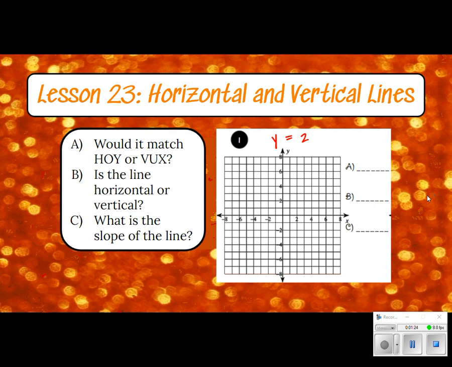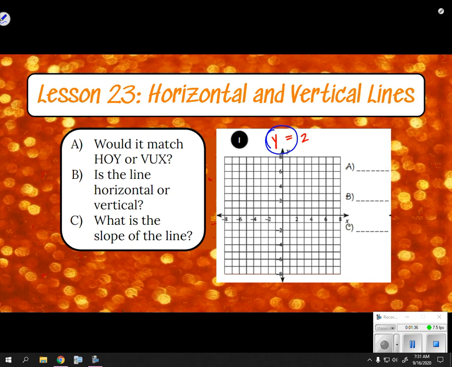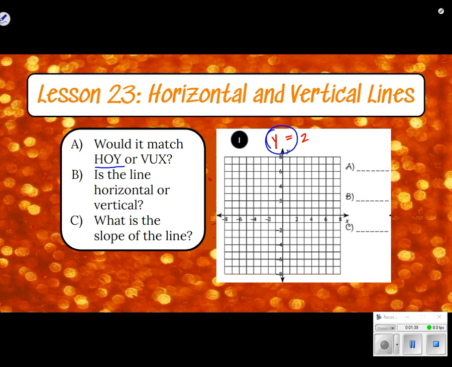So we're going to start with y equals 2. The first question we ask ourselves is, does this match hoi or vux? Well, since it has a y equals, the only one with a y is hoi, so we're going to use hoi to help ourselves. Then I have to decide, is it horizontal or vertical? Since there's an h there, this is a horizontal line. The slope of that line, because of the O, we know is 0. We know it only crosses the y-axis, so we're going to put a point at 2 on the y-axis, and draw a horizontal line.